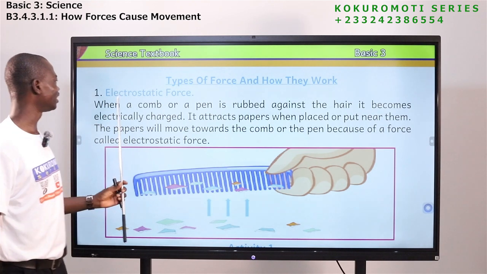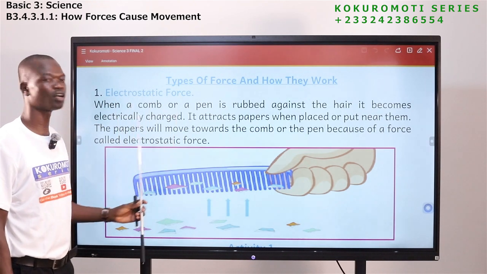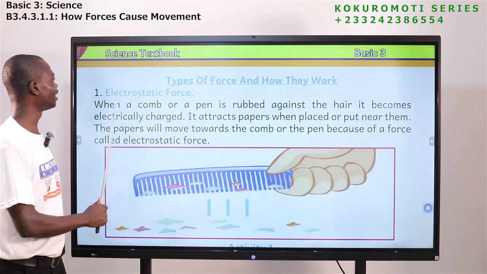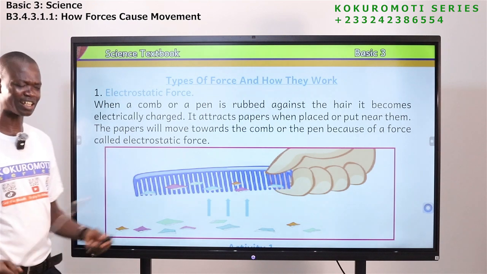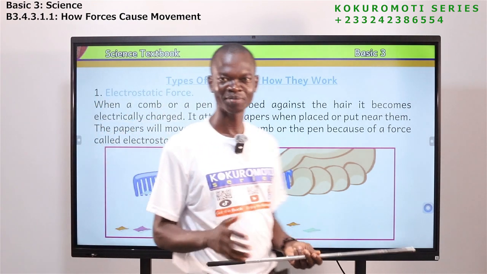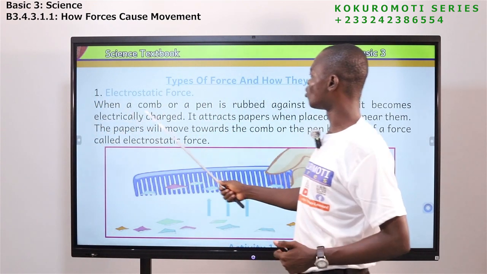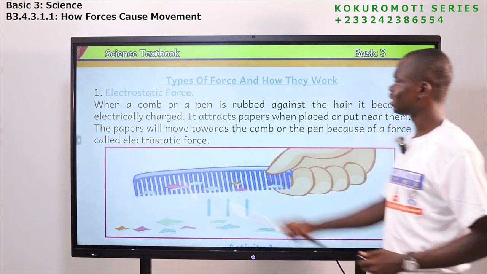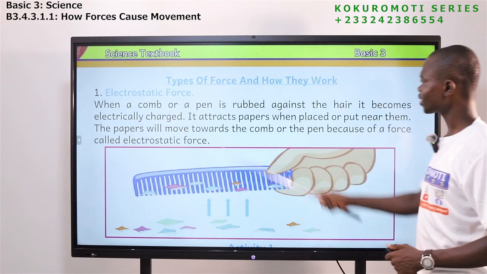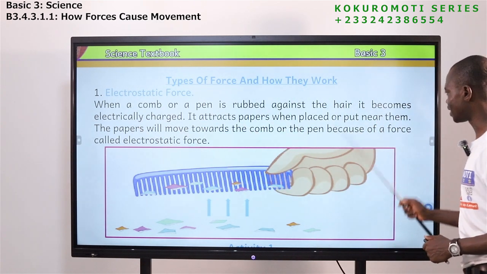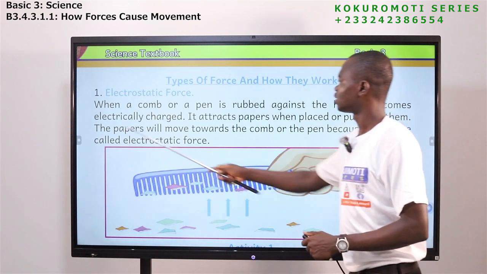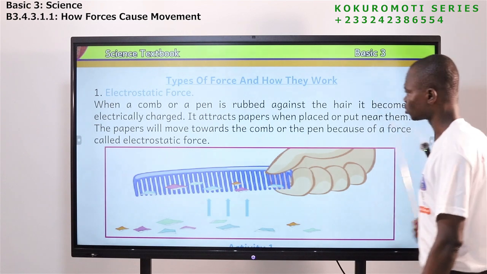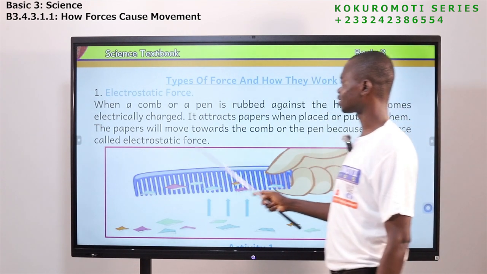Okay, look on the board. Electrostatic force. What is electrostatic force? Have you heard about this before? Look on the board. When a comb or a pen is rubbed against the hair, it becomes electrically charged. It attracts papers when placed near them. The papers will move towards the comb or the pen because of a force called electrostatic force.